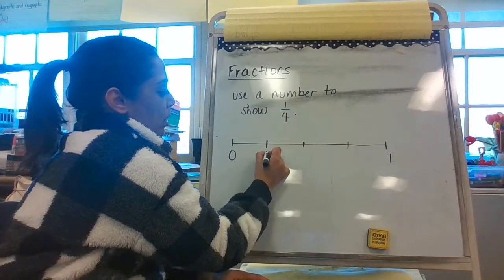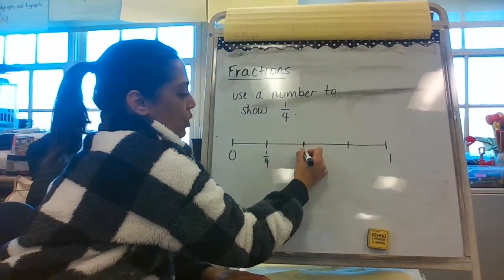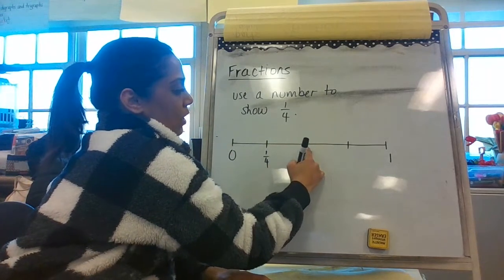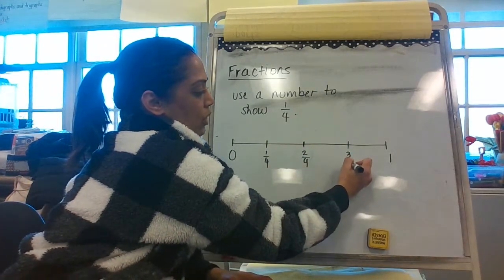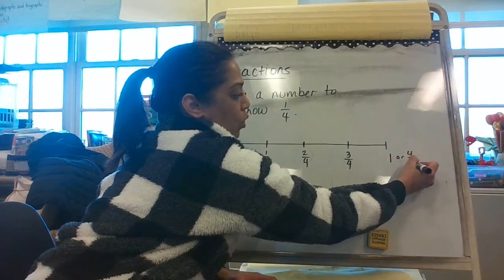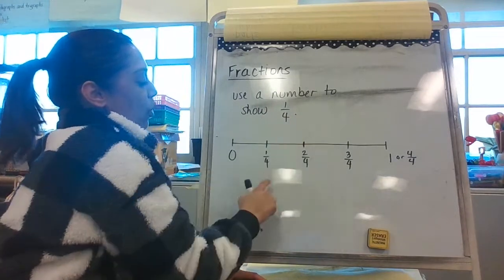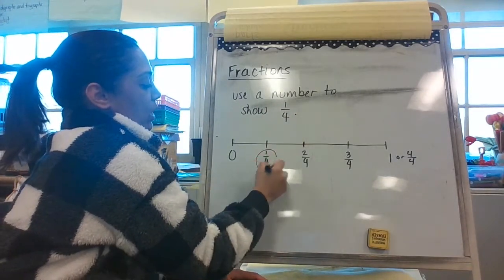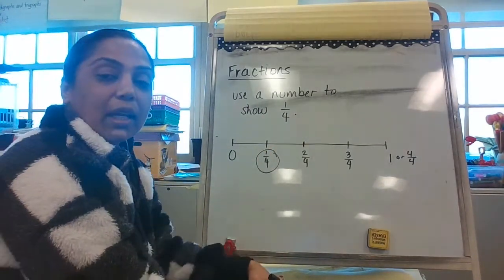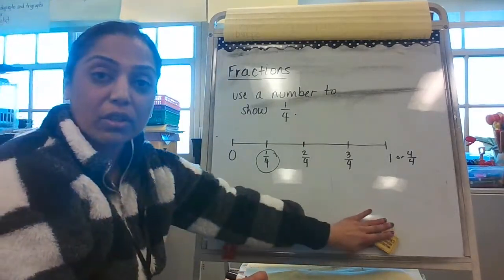So 0, this is 1/4. Now this is another 1/4, so that's 2/4. This is another 1/4, so that's 3/4, and another 1/4, 4/4, or we can call it 1. So if I wanted to show 1/4, this is 1/4 right over here, and that's how I would label a number line. We've also been looking at equivalent fractions.